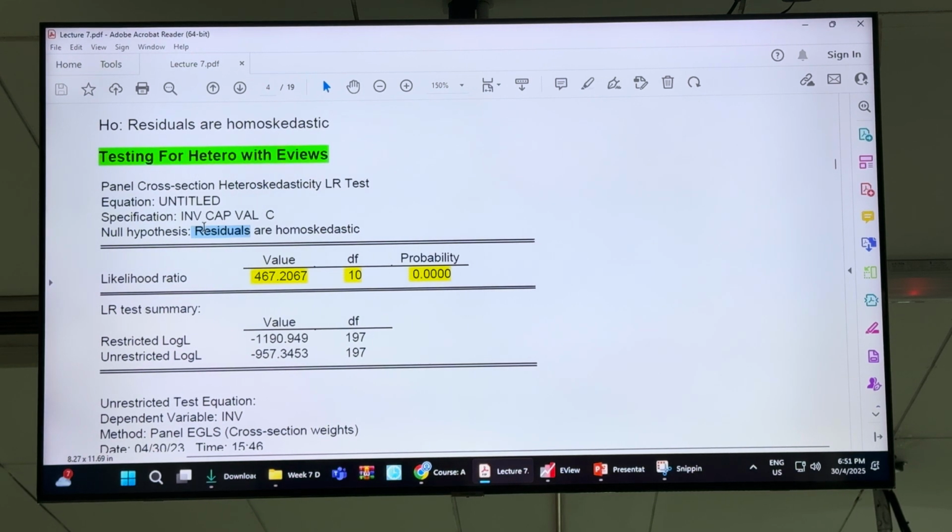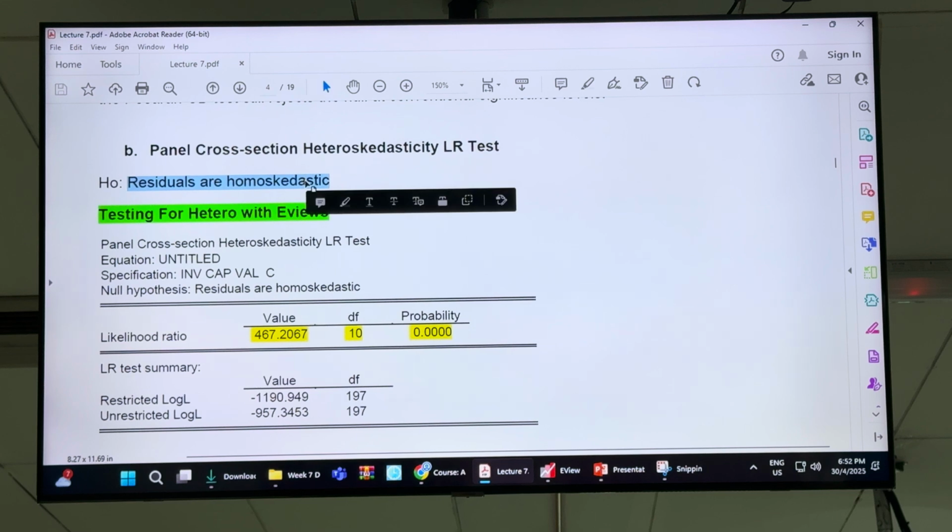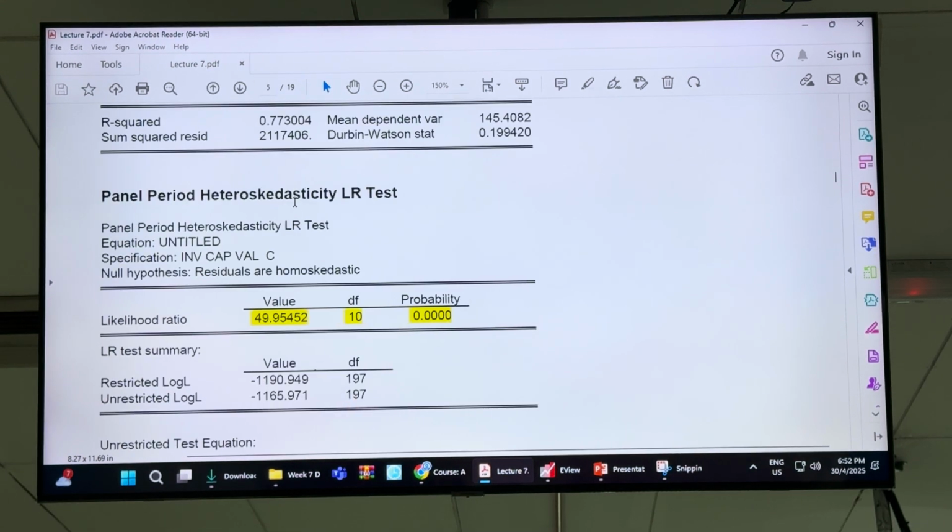Because the rationale is that the residuals are homoscedastic, we reject the hypothesis because it gives us a significant p-value. This p-value is 0.000, right? So it's lesser than 0.05. So we reject the hypothesis, and we can conclude that the residual is not homoscedastic. So the residual is heteroscedastic. The variance for the residual is not constant anymore, right?